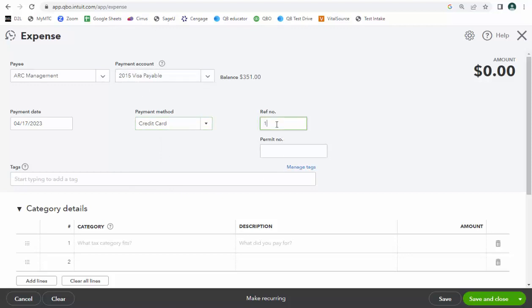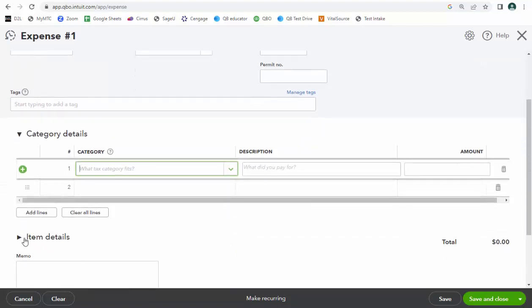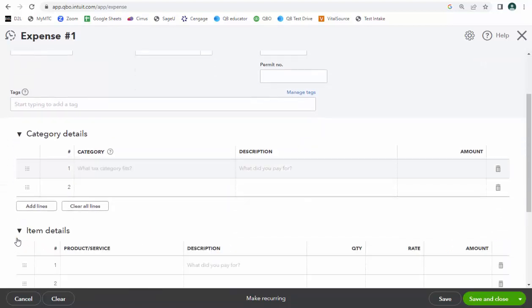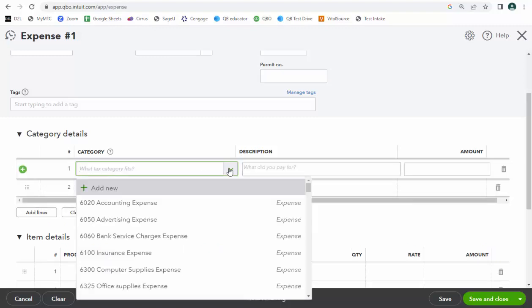We can give it a reference number. And then we come in here to what they call category, but basically that's saying what account do you want to debit. We do have the option down here for item details. If you purchased an inventory item, you could use this part of the screen. If you are just incurring an expense, you're going to use the category instead.